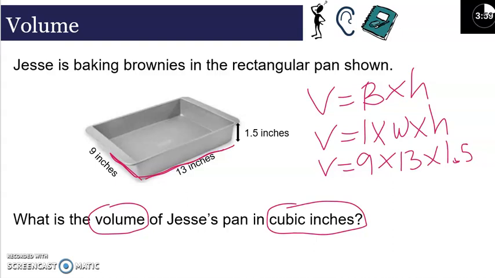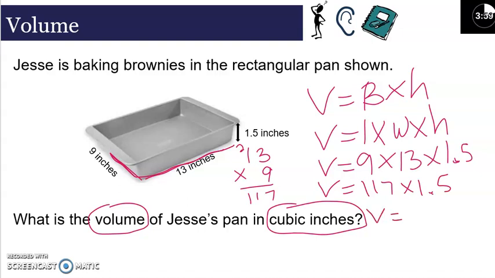Okay, now off the top of my head, I don't know what 13 times 9 is, so I'm going to go ahead and multiply that to the side here, 13 times 9. So 3 times 9 is 27, so I'm going to put my 7 here. Carry my 2. 9 times 1 is 9 plus 2 is 11, so 117. So right now I have 117 times 1.5. Okay, so now I have to finish multiplying that. And again, I'm going to do that to the side. So 117 times 1.5.